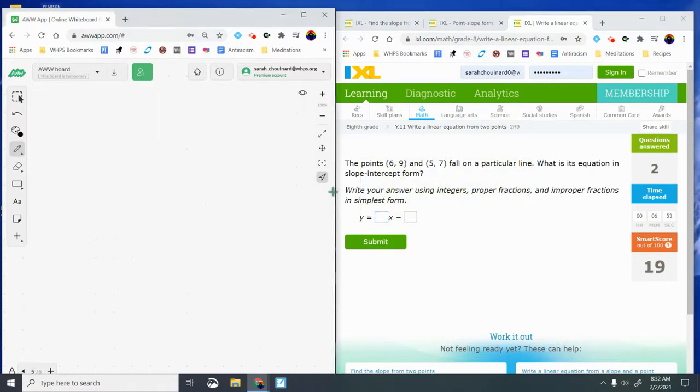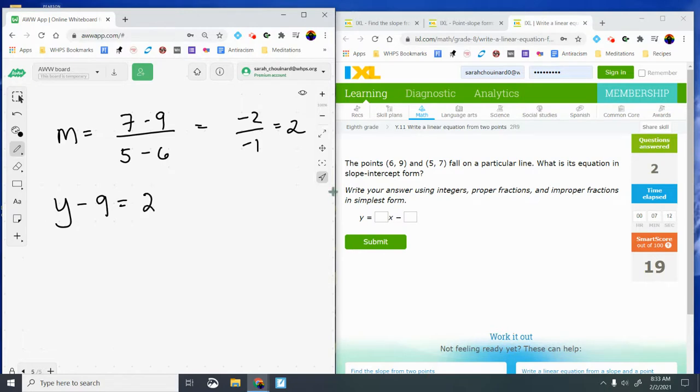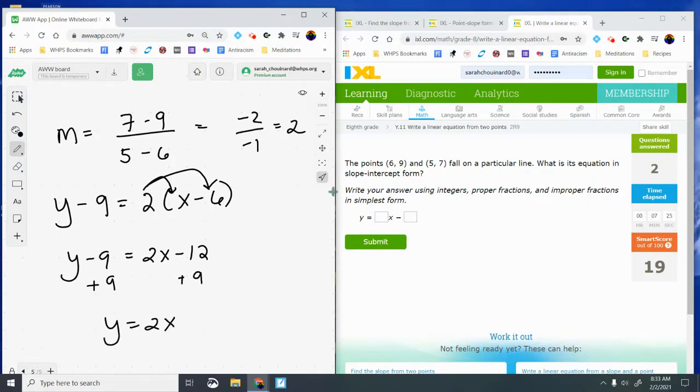All right, last one. So for slope, I'm going to do 7 minus 9 over 5 minus 6, which is negative 2 over negative 1, which is 2. And then I'm going to plug in one of the points, and I'm going to use 6 and 9. So y minus 9 equals 2 times x minus 6. Then I'm going to solve by distributing first and adding 9 last. So y equals 2x minus 3 is my equation.